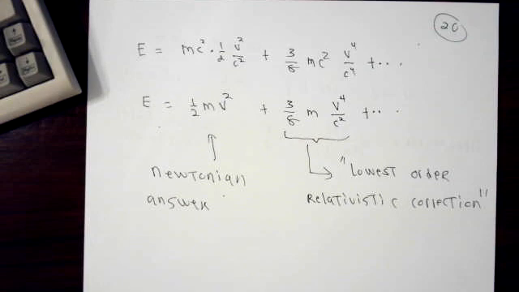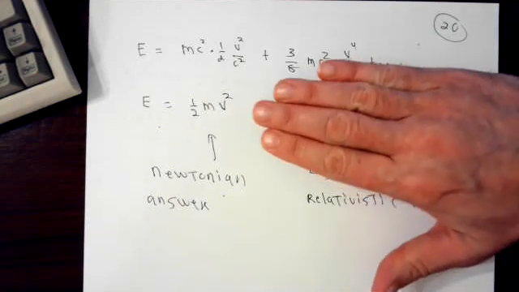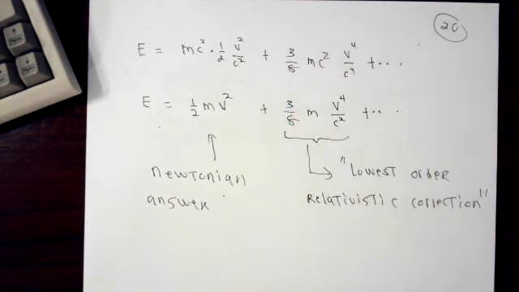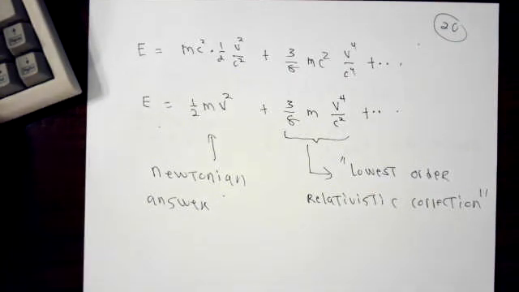So if v is small compared to the speed of light, which it is in our everyday lives, this term is going to be microscopic, and all you're going to see is the 1/2 mv squared. So things are as they should be.